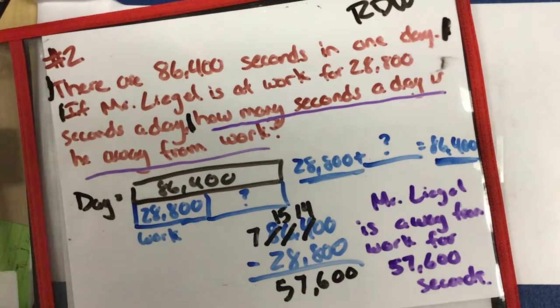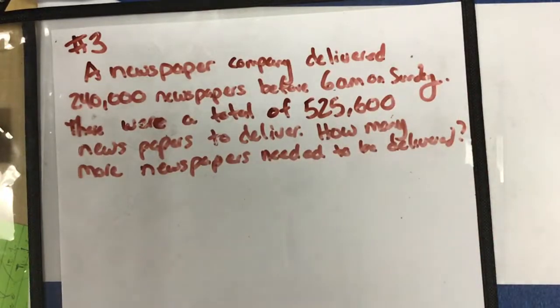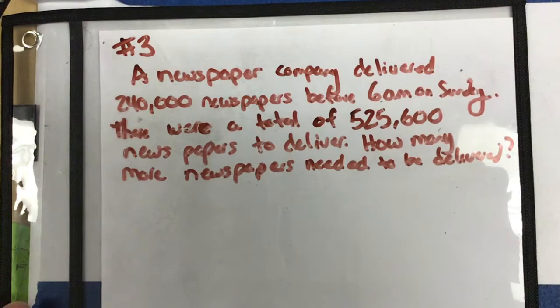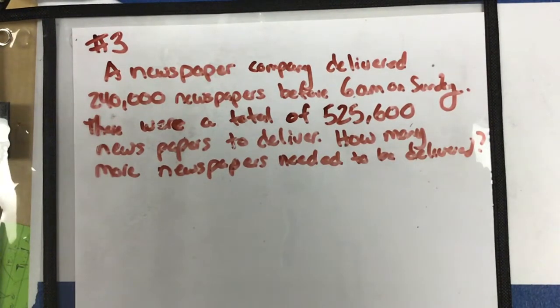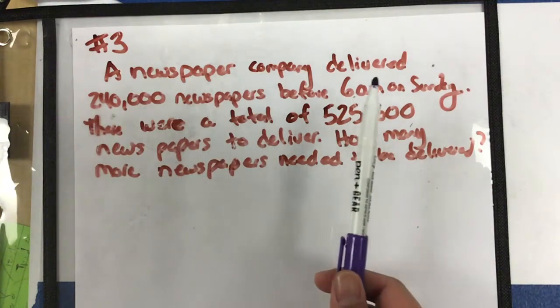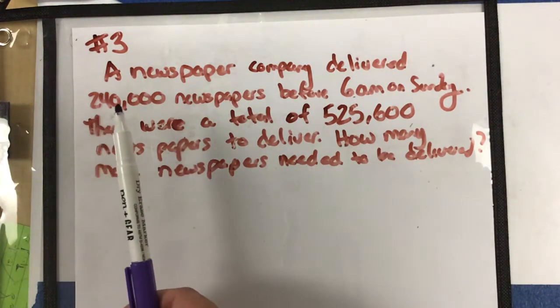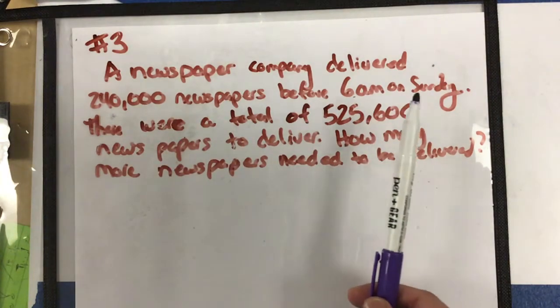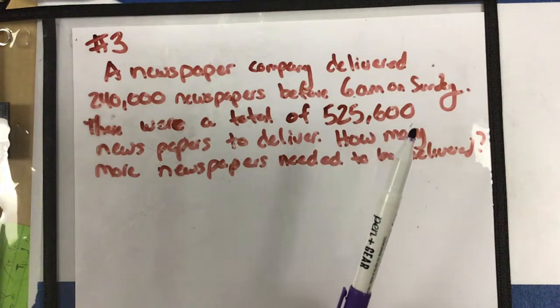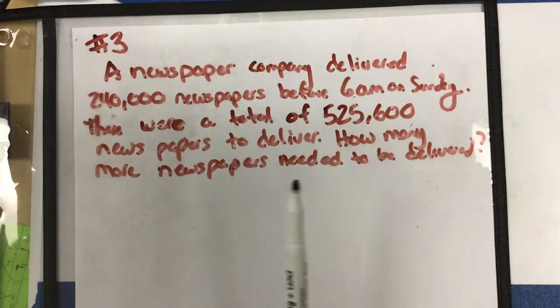All right. We had some time for number 3, but it's just another practice. If you'd like to stop watching right now and move on to your assignment, you can go for it. If you want a little bit more practice, you can stay on here and continue practicing with me. All right? So, our problem reads, a newspaper company delivered 240,000 newspapers before 6 a.m. on Sunday. There were a total of 525,600 newspapers to deliver. How many more newspapers needed to be delivered?